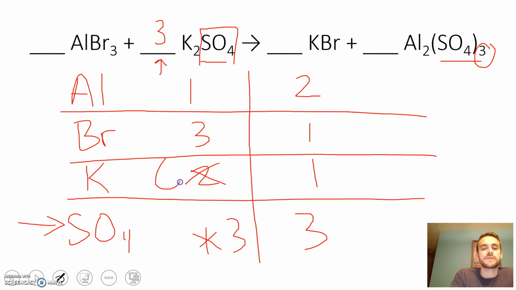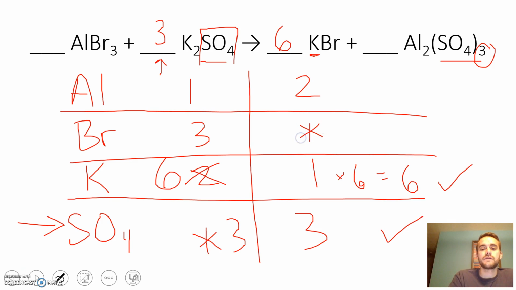Well, it also makes me have 6 potassium because it's 3 times 2. So now that I know I have 6 potassium, we have another issue. Our potassium does not match up at all. So in order for 1 on the left to change, or on the right to change, I'm going to put a 6 in front of it. So 1 times 6 equals 6, which means potassium and sulfate are now happy.